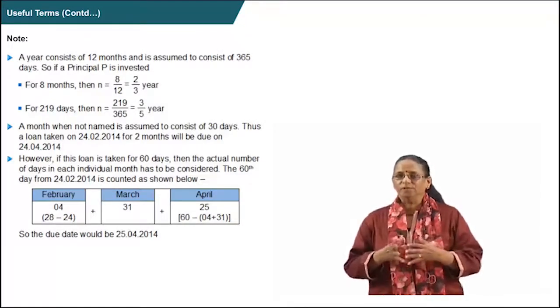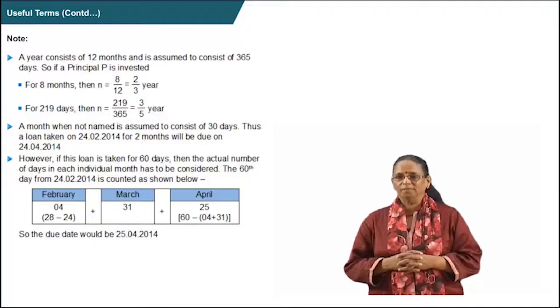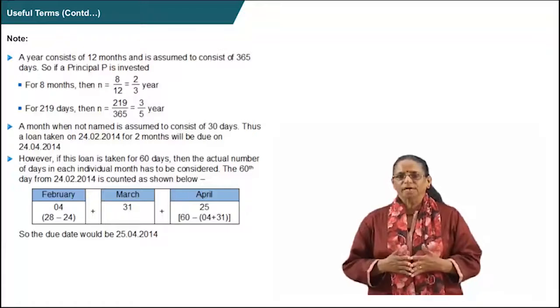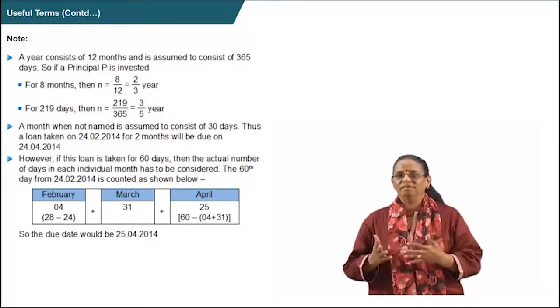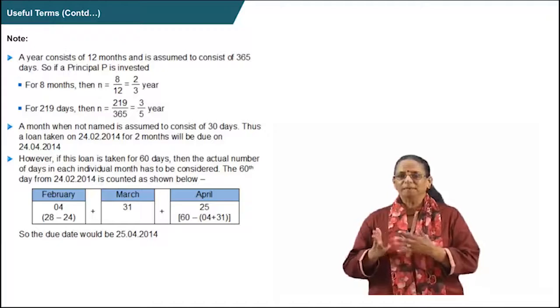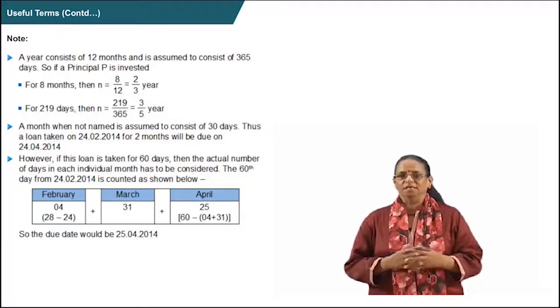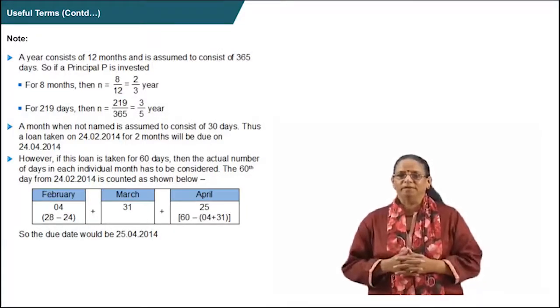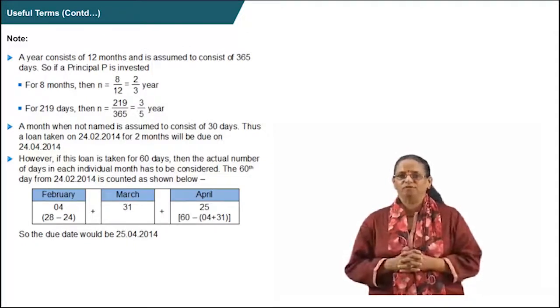Now here you need to keep in mind a few points. We know that 1 year consists of 12 months, and we assume that 1 year consists of 365 days. So we have to express N always in terms of years. If a principal P is invested for 8 months, then N is 8 upon 12, which is 2 upon 3 year. The number of months divided by 12 gives us the value in years. Suppose the principal is invested for 219 days, then N is 219 divided by 365, which is 3 upon 5 year.